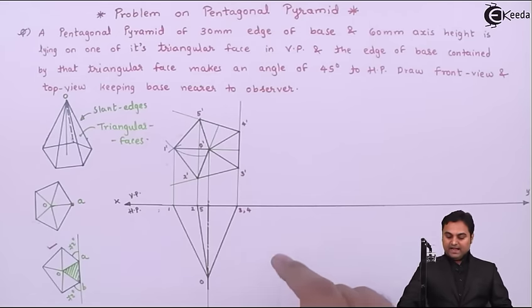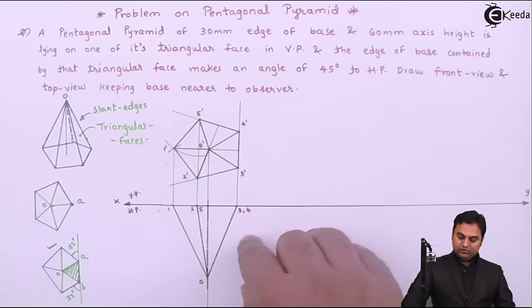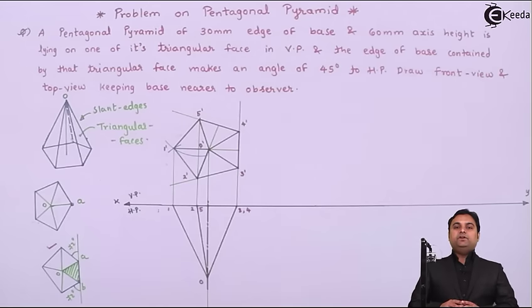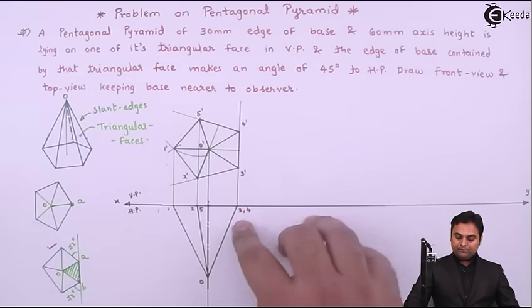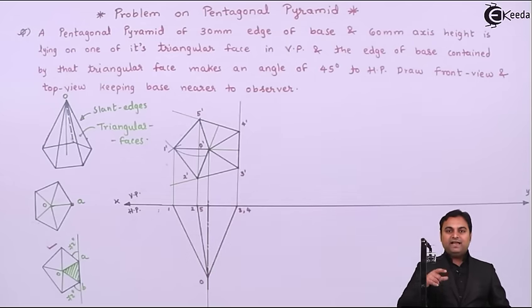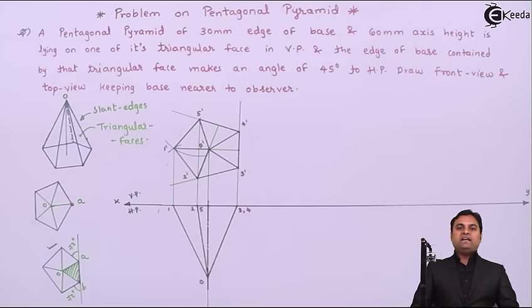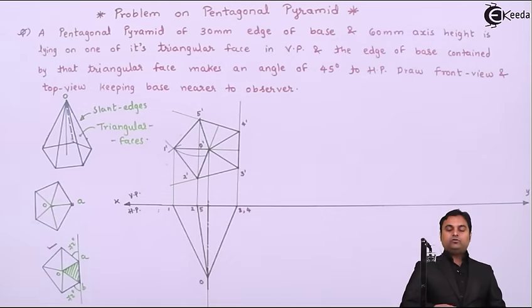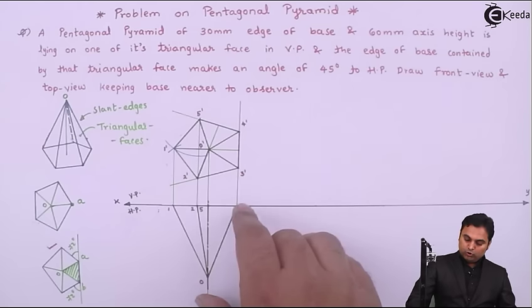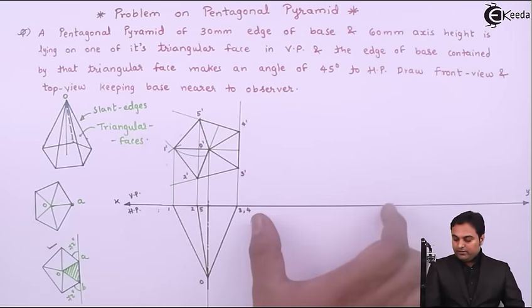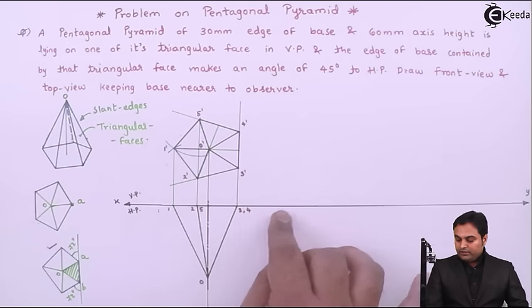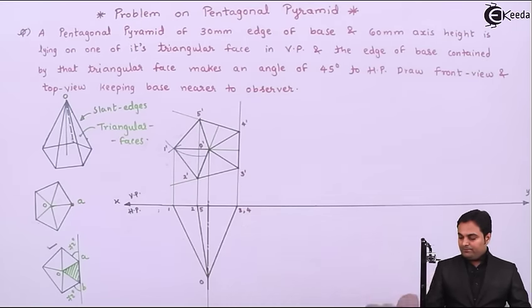For that, I will have to see this triangular face in the top view. It appears as an inclined line, that is the slant edge O34, which appears as an edge in the top view, and is actually the triangular face when looking at the front view. So in order to make it rest in VP, I will have to make this line parallel or coinciding with XY.